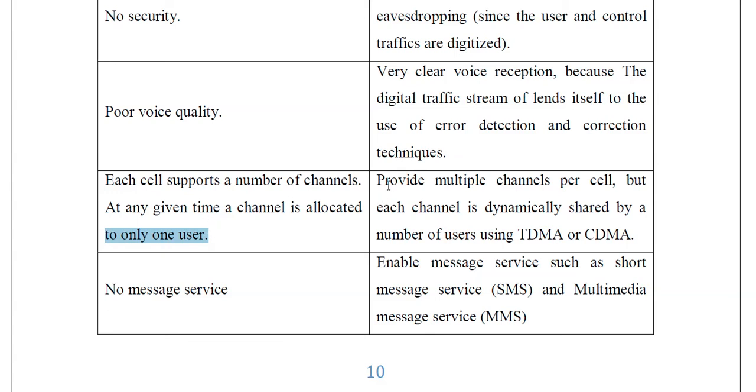While in the second generation, it also supports multiple channels per cell, but here's the difference. Each channel is dynamically shared by a number of users using TDMA or CDMA, time division multiple access or code division multiple access.